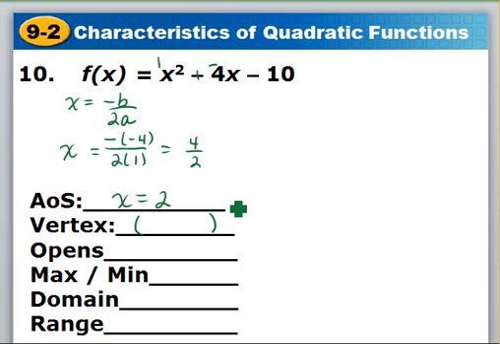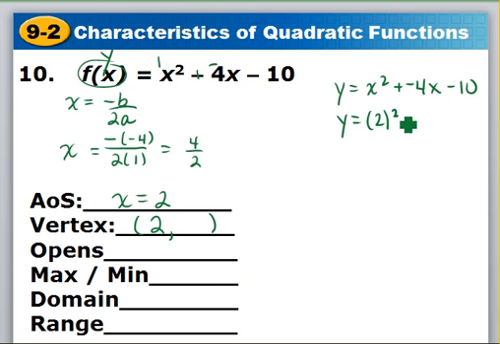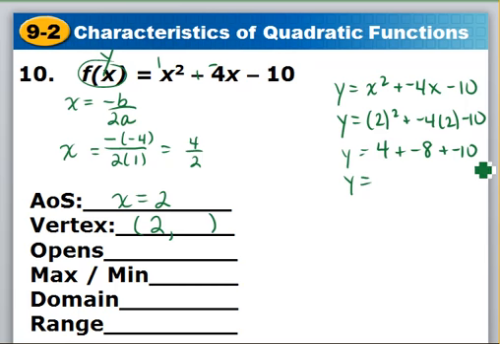The vertex is 2 comma something. We can't figure that out until we plug that back in. You can figure out your y value. This is just another fancy name for y. This says y equals x squared plus negative 4x minus 10, or plus negative 10. We'll plug in 2 for my x. 2 squared is 4, plus negative 8, plus negative 10. That gives me an answer for y. Y is equal to negative 18 plus 4, which is negative 14.